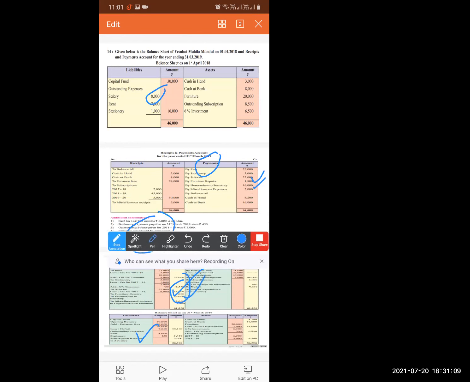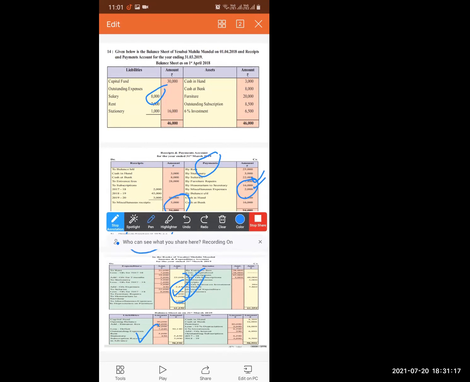Next, we have miscellaneous expenses 2,000. At the same time, we have the miscellaneous receipt. So the entry comes first in the expenditure part and second in the income part. In the expenditure part, how much was our expenses? 2,000. We got 2,000. We have 5,000 here. The income part, we'll write here.